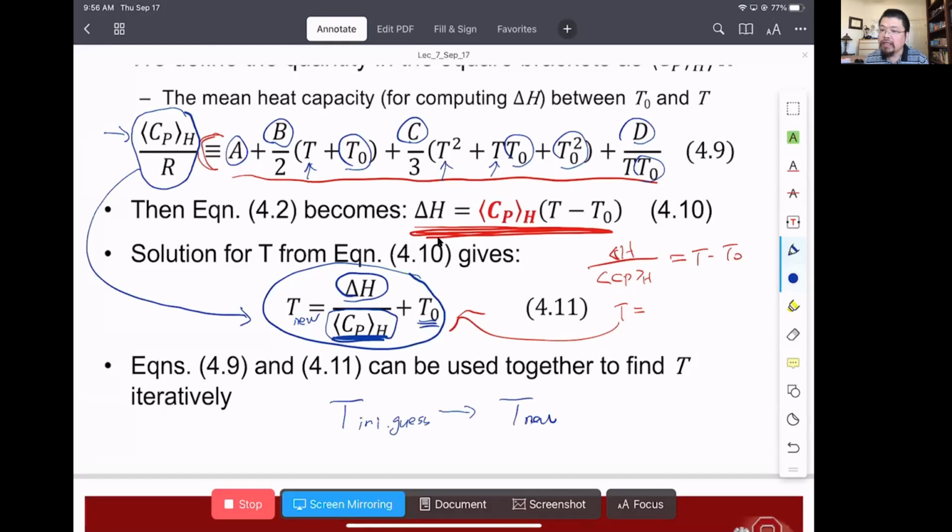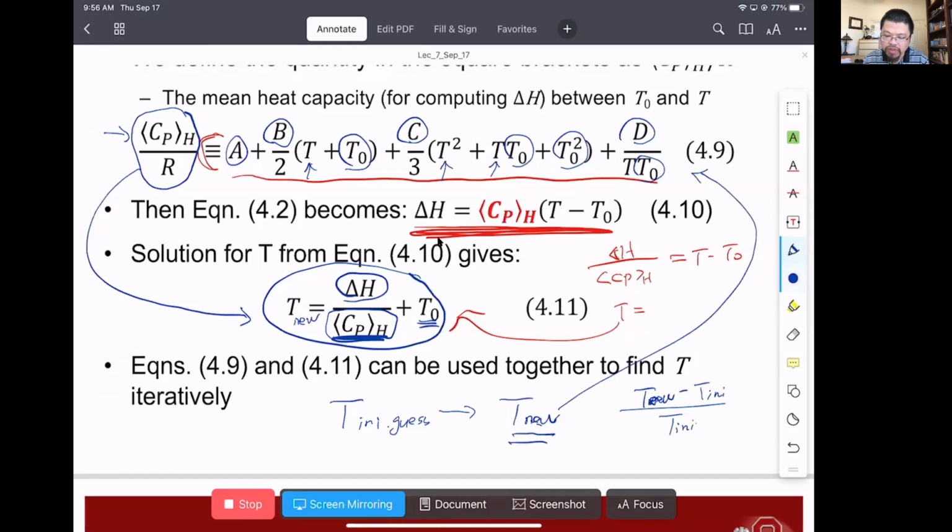And we try to compare the deviation. T new minus T initial. Try to look at what would be the change. If it's very small, then we figure out we had the perfect initial guess, and the guess value should be the answer.